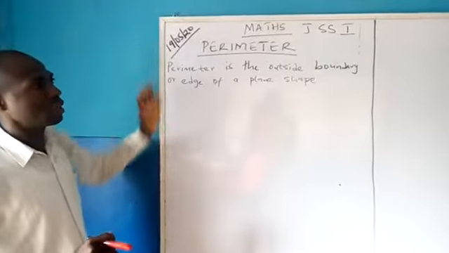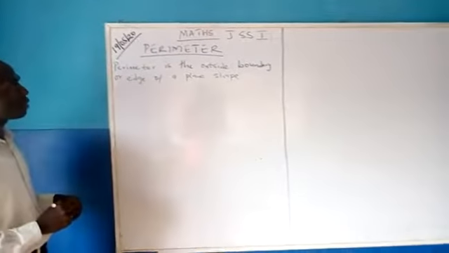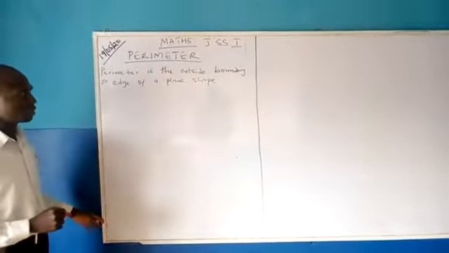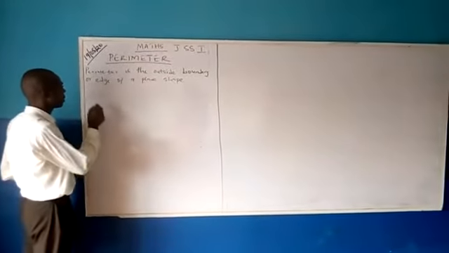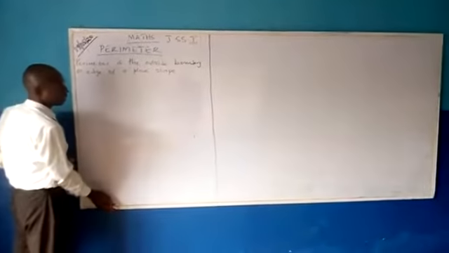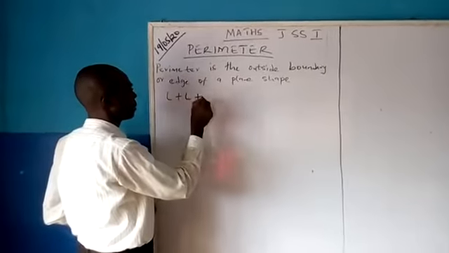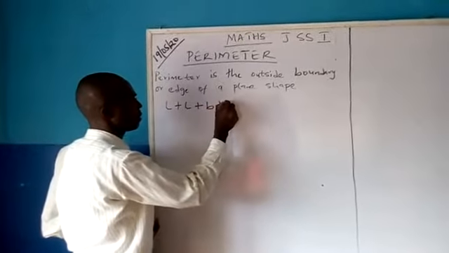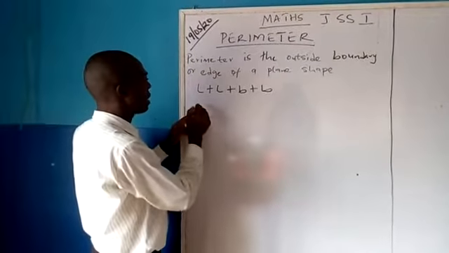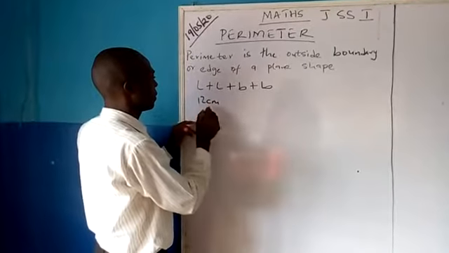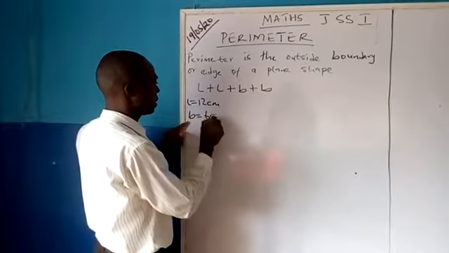Let's take this board as an example. What is the perimeter of this board? This board has length and breadth. How can we determine the perimeter of this board? It has length here, breadth here. So we'll say length plus length plus breadth plus breadth. Take for instance, the length L equals 12 cm and the breadth B equals 6 cm.